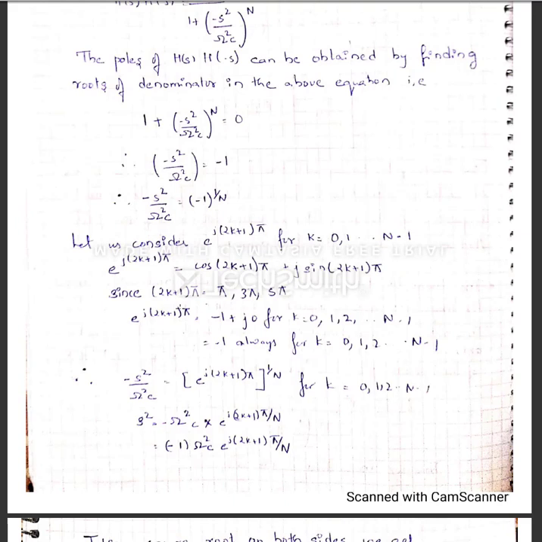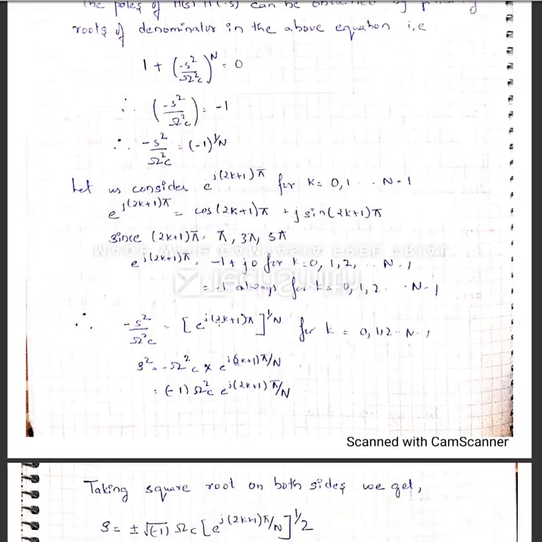Now 2k plus 1 into pi, for the corresponding values of k, would result in, if you consider the value of k for 0, 1 and so on, you would end up getting values as pi, 3 pi, 5 pi and all that. Clear? See, the first value you can substitute, this will become 2 into 0 plus 1, so pi. So pi, 3 pi and all that. So cos pi plus j sine pi, cos 3 pi plus j sine 3 pi, cos 5 pi plus j sine 5 pi. If you calculate this, you will end up getting the value minus 1 plus j 0. For the odd multiples of pi, you are getting minus 1 plus 0. And so the j 0 has no meaning here, so we can write it as minus 1 always for k equal to 0, 1, 2 to n minus 1.